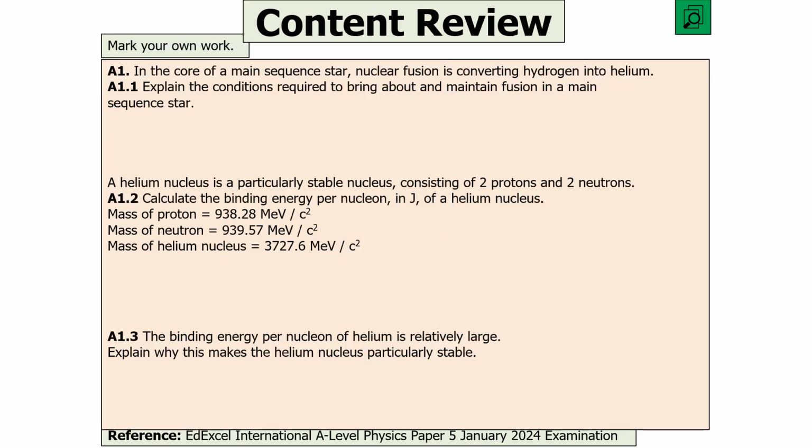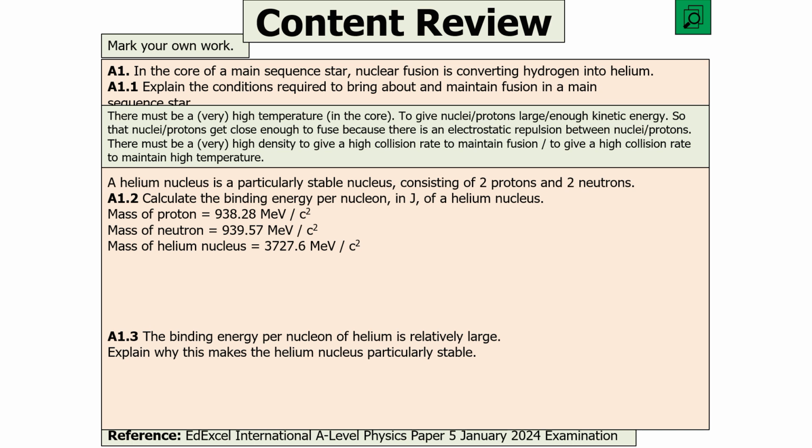Right, in this first one, we know that in the main sequence star, you must have a very high temperature in the core, because this gives the protons, the nuclei, enough kinetic energy to overcome their electrostatic repulsion, because they're all the same charge, positive. And then also, you need to have a very high density to give a high collision rate to get this fusion process going to balance out the gravitational attraction of the star.